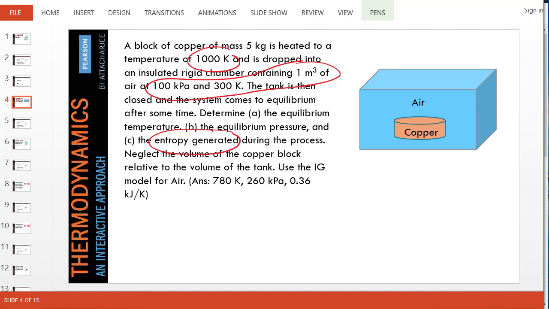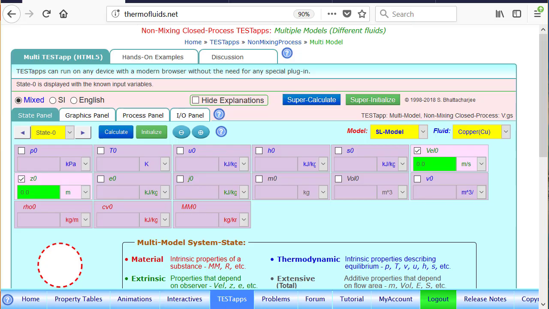Okay, so this problem is interesting because you notice that not only the final temperature is unknown, but also the final pressure is unknown. On top of that, we have to understand that copper is a solid, and we can use the SL model for copper, and for air we have been asked to use the IG model. Okay, so let's get started with a suitable app.